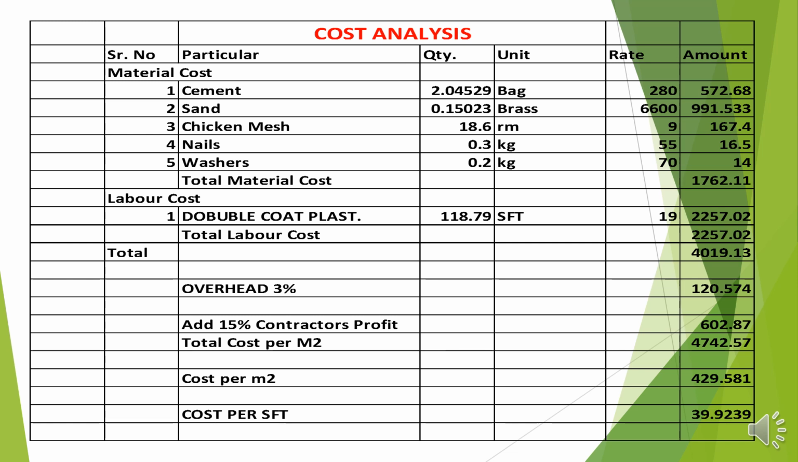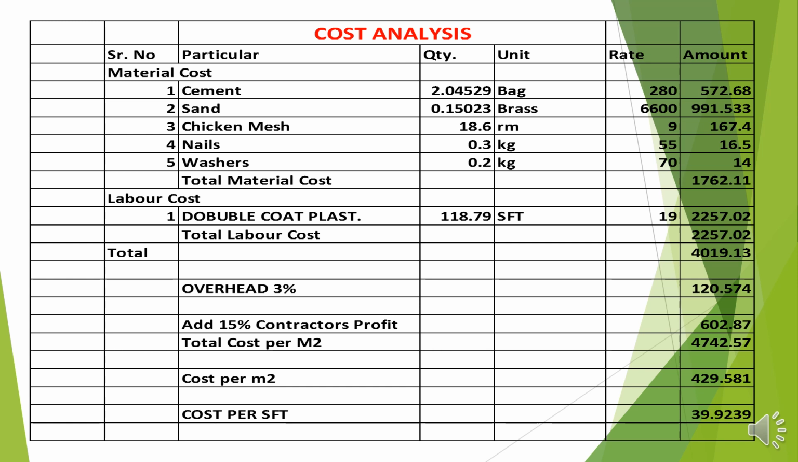Nails 0.3 kgs at the rate of 55 will make 16.5. Washers 0.2 kgs at the rate of 70 will be 14 rupees. So the material cost will be 1762.11. Labor cost for a double coat plaster I consider 19 rupees per square feet. So the cost for 118.79 square feet will make 2257.02.